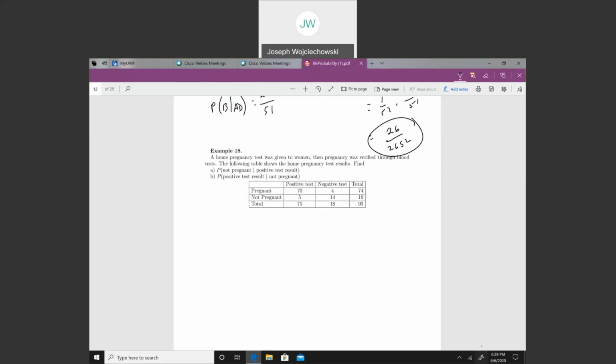Okay. A home pregnancy test was given to women. Then pregnancy was verified through blood tests. The following table shows the home pregnancy test results. Find the probability they're not pregnant given a positive test result. So again, we're given positive test results, so we're looking here. Probability not pregnant given positive. Okay, well, there were 75 positive tests, and 5 of them were not. That's it. And B, probability of a positive test given they're not pregnant. So we know they're not pregnant, which is 19 of them, and 5 had a positive test. And that is it.